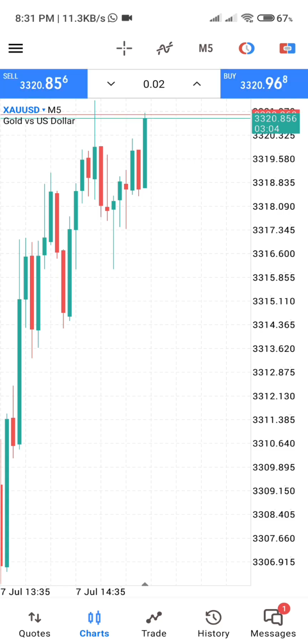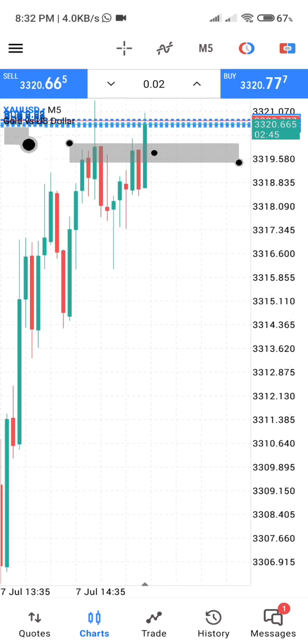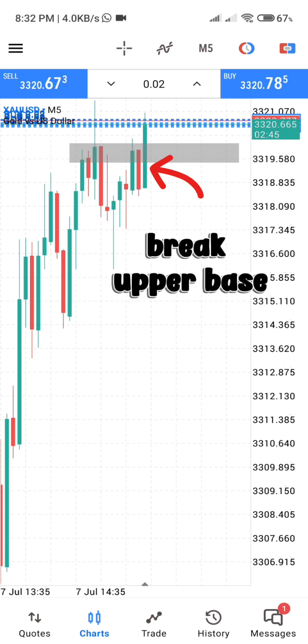Today we will trade on gold. So we will trade based on base breakout strategy. First of all, we have opened our layer. Basically, price here formed a good upper base. We can say that it formed a resistance area that is a good one.